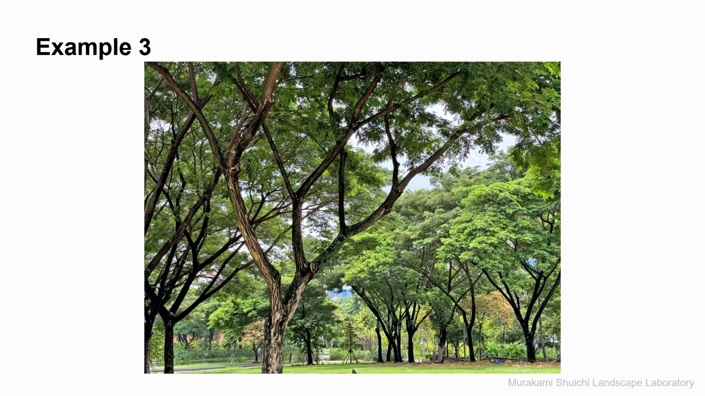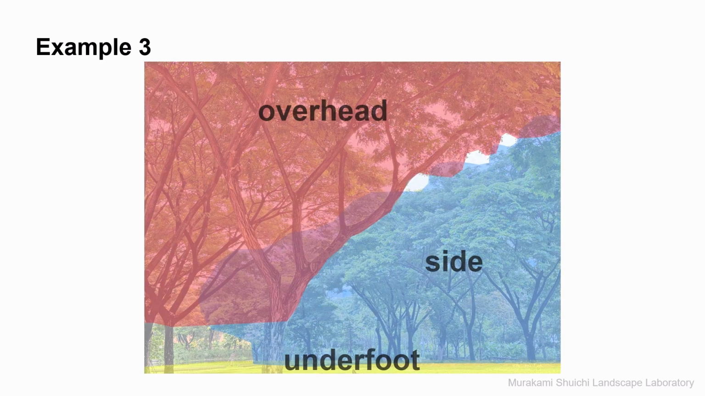This is a view of a plaza shaded by trees. The overhead element is the canopy of the shade trees, where the trunks spread like umbrellas. Those parts can also be considered overhead elements. The side elements are the rows of shade trees in the background. Even the same object may appear as overhead or side depending on its position in relation to the viewer. The underfoot element is the grassy ground. It is a space where you can feel surrounded by plants in all directions.